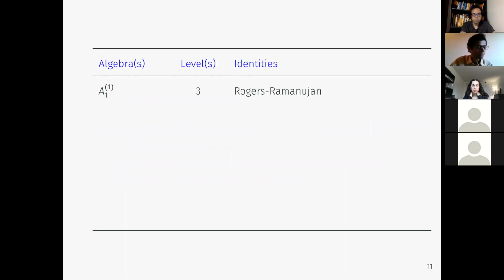Okay, so here's a bit of a list of what I know about these characters. So as I said, A1^(1) at level 3 is Rogers-Ramanujan. This was Lepowsky and Wilson's work. They proved it using just A1^(1). At A1^(1) odd levels, you get Gordon-Andrews identities. And again, this is the work of Lepowsky, Wilson, and Primc. At even levels, you get Andrews-Bressoud.